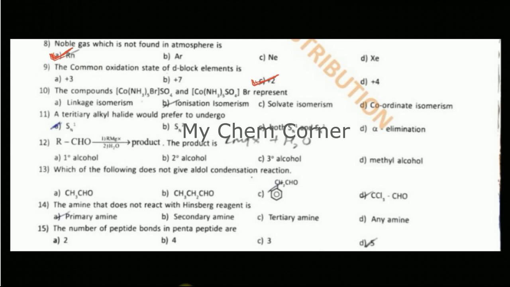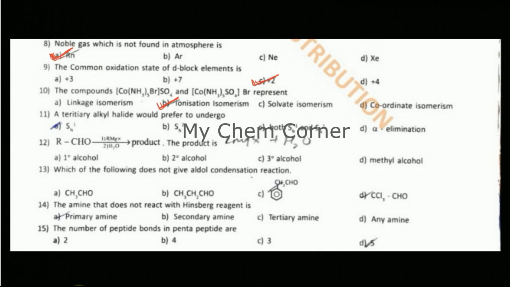Next one is from the coordination compounds chapter. The compounds [Co(NH3)5Br]SO4 and [Co(NH3)5SO4]Br represent what? Here, one of the ligands has got interchanged with the counter ion. So Br, which was in the coordination sphere, has gone out as a counter ion in the isomer. When that happens, this is an example of ionization isomerism.